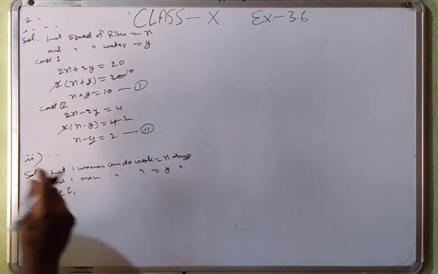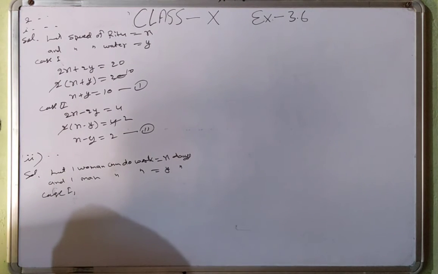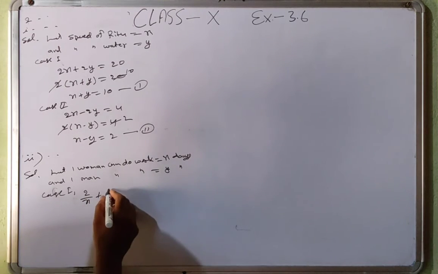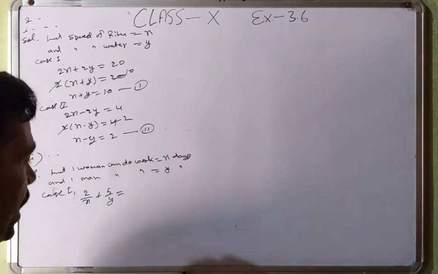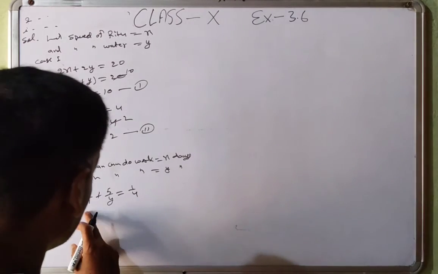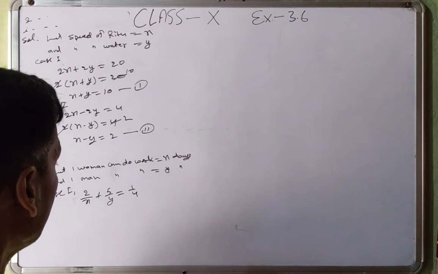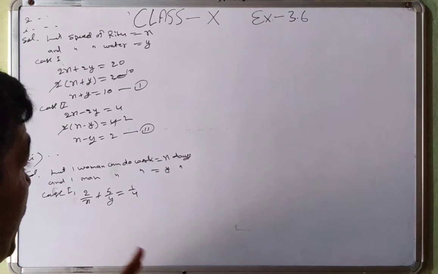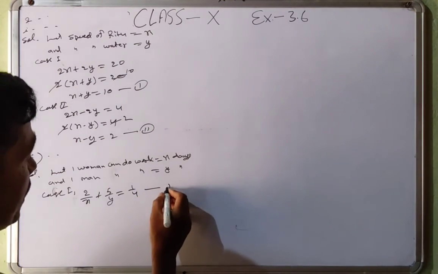That will be 2 upon x plus 5 upon y is equal to, that will be 4 days, so that will be 1 upon 4. Here x has come on the denominator side. Why? Because this is an inverse variation. When any work is given in a statement form, that is an inverse variation. So that will be the first equation.